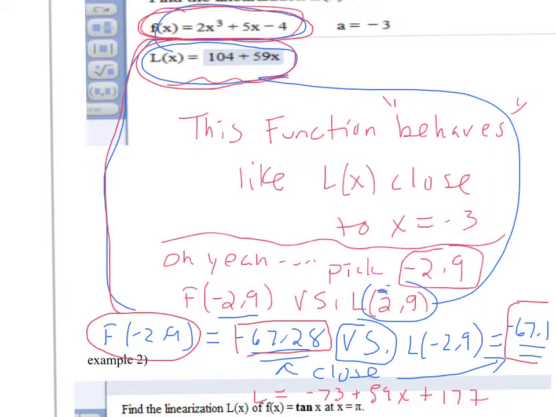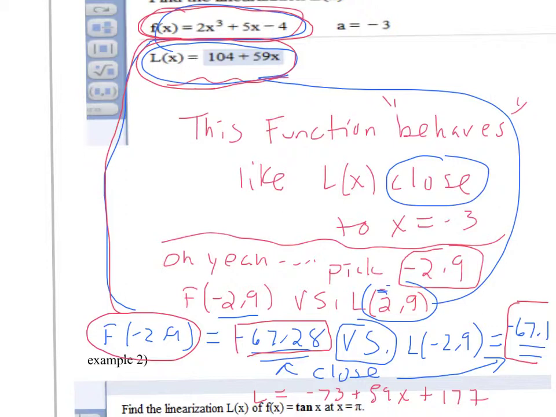-67.28 minus -67.1. You're looking at a difference of about 0.18 in absolute value. So now you say to yourself, all right, as long as I stay close to that point, the function behaves like its linear approximation. Well, how close is close enough?